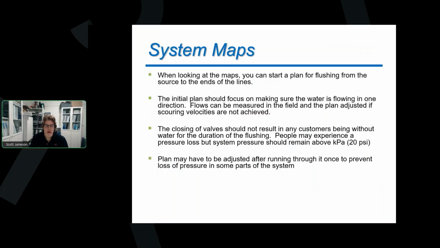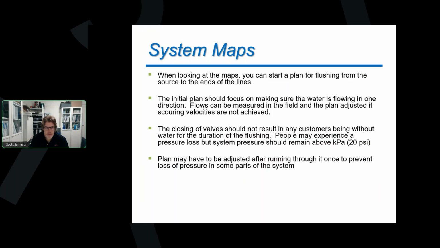So when we're looking at our system maps, we're going to want to start our plan from the water source. So from the water treatment plant, or the reservoir that it flows in directly from the water treatment plant. We're going to use that, and then we're going to try to flush clean, fresh water from there all the way to the end of all the mains in our system. Now we're going to make sure that the water is flowing in one direction only. So we're going to look at what valves do we need to close to make that happen.